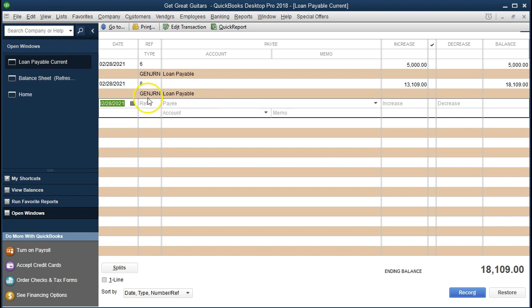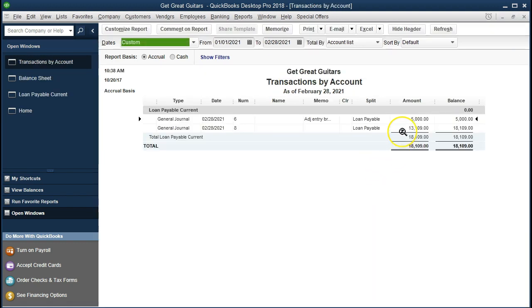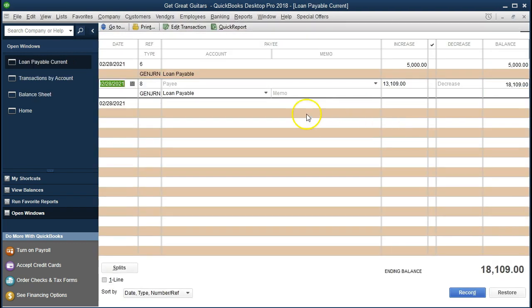And then make sure you select enter, by the way, or else it won't record that. And then we're going to go to the balance sheet, and we can see that the current portion now at 19,109. If we double click on that, we see the 13,109 here. Double clicking on that, there's that amount.